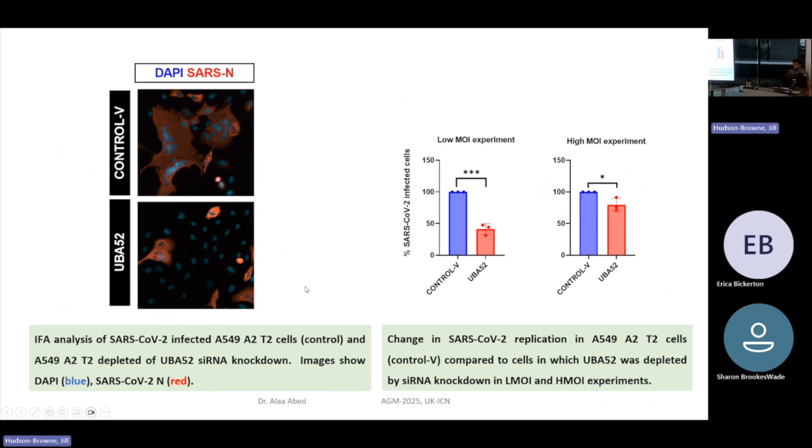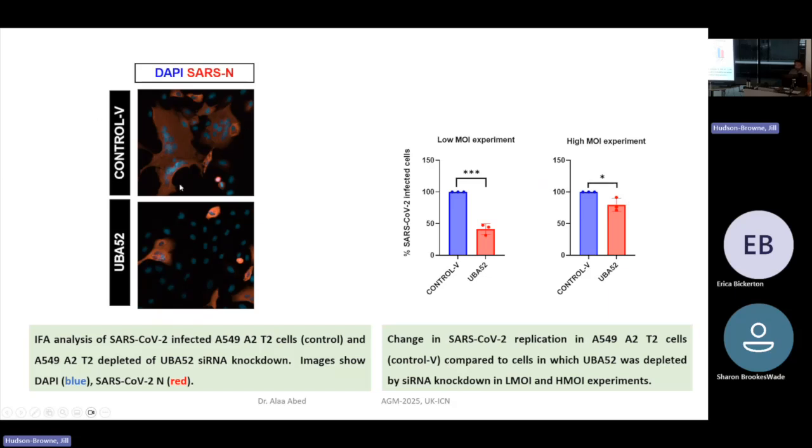Out of these 21 cellular interactors, we found one which showed an interesting result, and I just mentioned it a few slides ago, which is the UBA52 protein. When this protein was knocked down, we can see the percent of SARS-CoV-2 infected cells was reduced by about 60% in a low MOI experiment, while in a high MOI experiment, the percent of infected cells was reduced by about 20%.